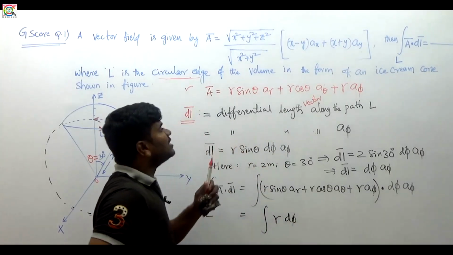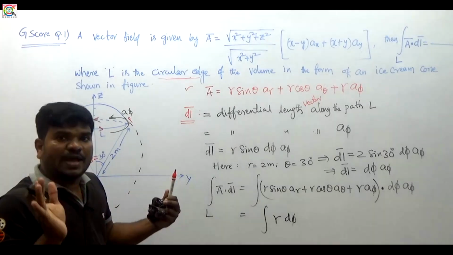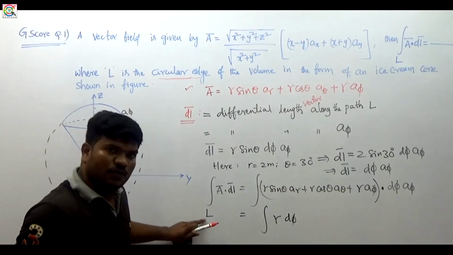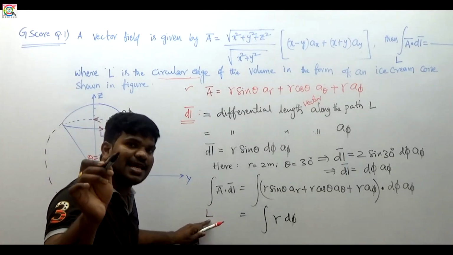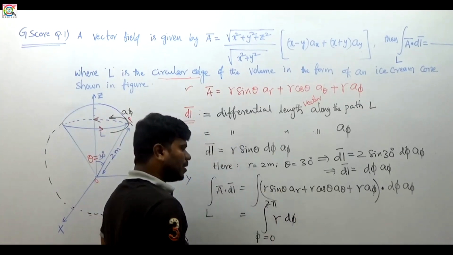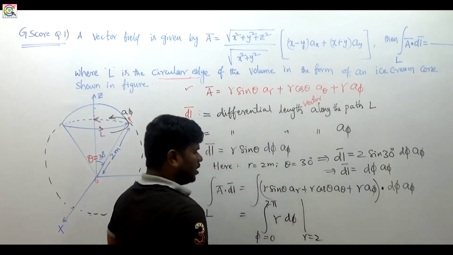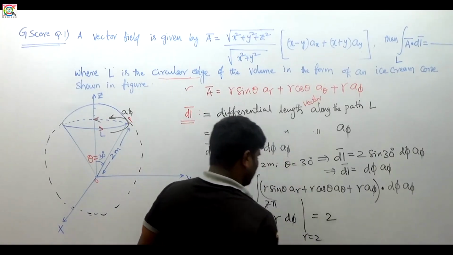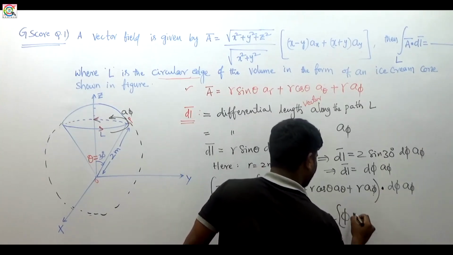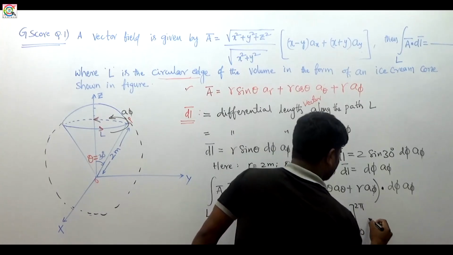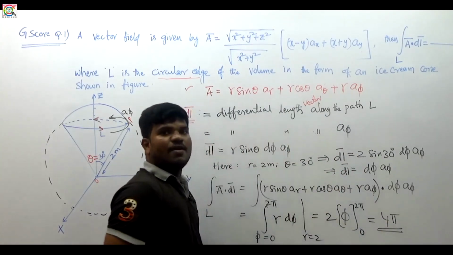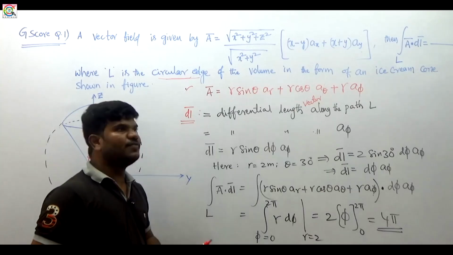But what is phi? Phi is ranging from 0 to 2 pi. Here we have to calculate phi along L, but L is a circular path, so phi will be from 0 to 2 pi. What is the r value? Here r is equal to 2. So finally you will get 2 times the integral of d phi from 0 to 2 pi, so 2 into 2 pi, it will be 4 pi. So this is the final answer for this question.